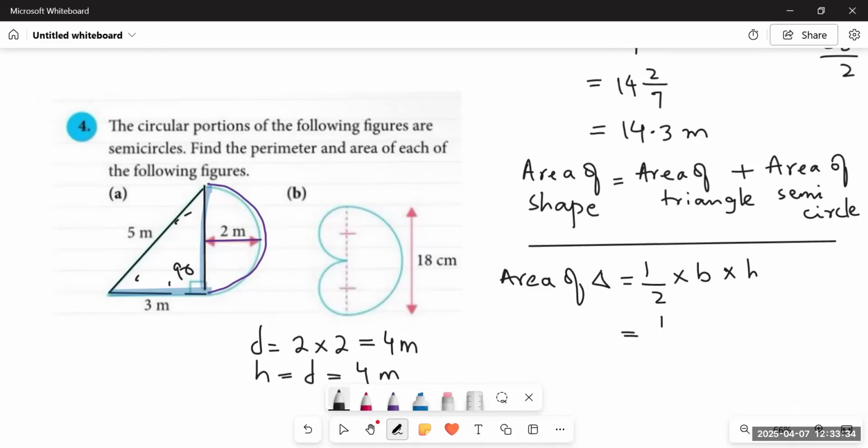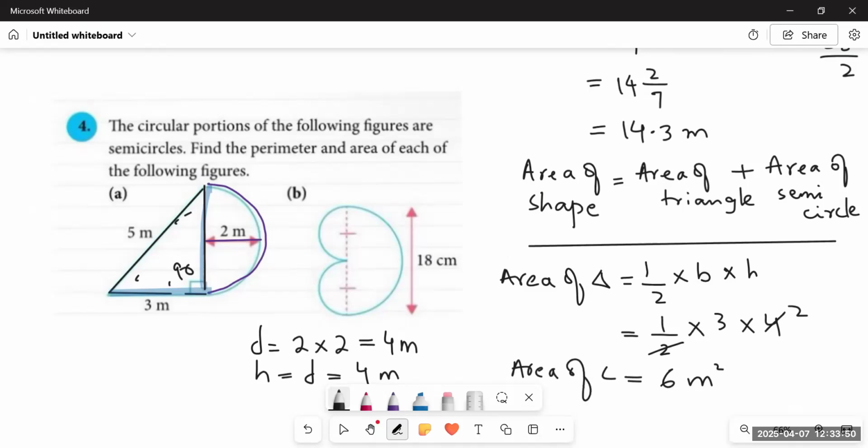So what are we going to do? We will write it down as half multiplied by 3 multiplied by 4. Then you can multiply first and then simplify, but I prefer simplifying first and then multiplying. So I'll get 6 meter square as the area of the triangle.